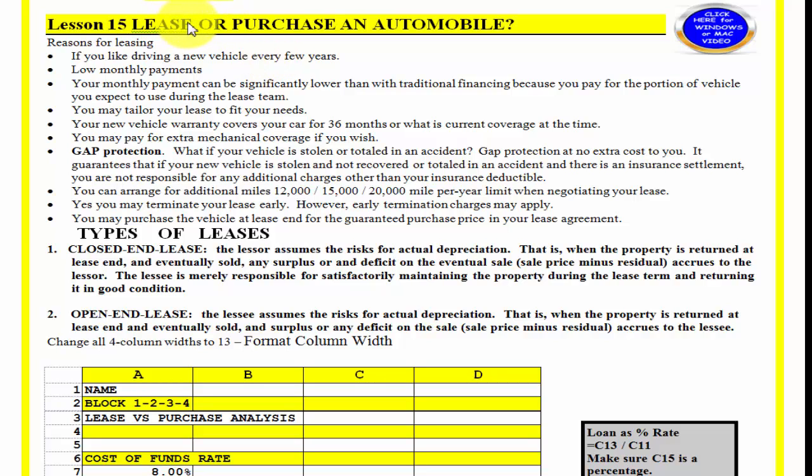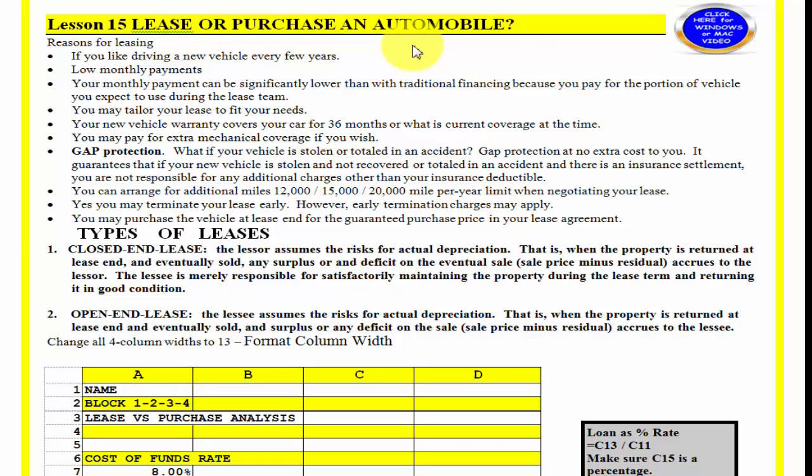Lesson 15, lease or purchase an automobile. Now, this lesson is going to be very important also for you to understand and save. I've had many students who I present this lesson to, and they've come back to me and say, yes, they do lease because it's more logical, and this spreadsheet has helped them determine if it is logical to lease instead of purchase. Some people purchase because they feel it's cheaper or better for them to purchase, or their situation requires that they do purchase.